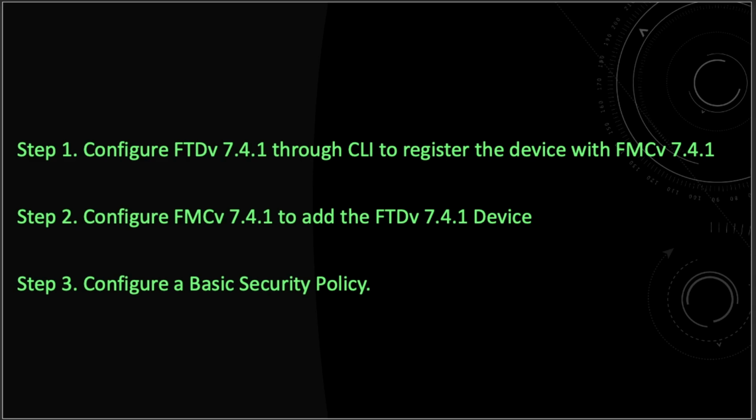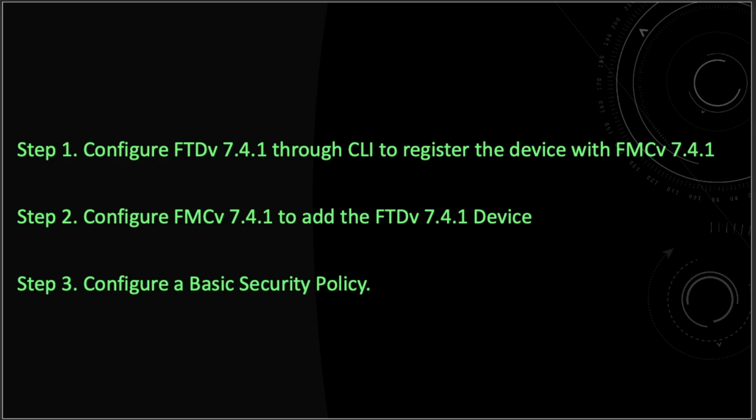The first step is we will configure the FTDv using the CLI to register to a firewall management center version 7.4.1. After we do that on the command line of the FTD, we'll then head over to the FMC web interface to add the device, the FTD 7.4.1 device.